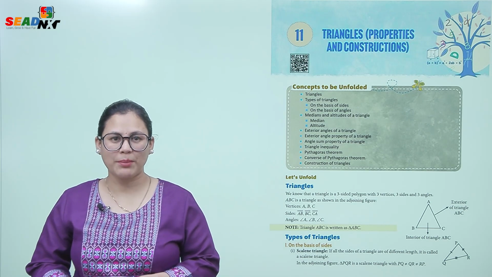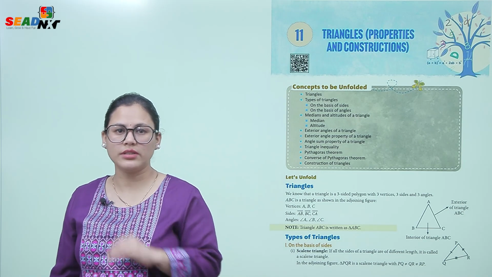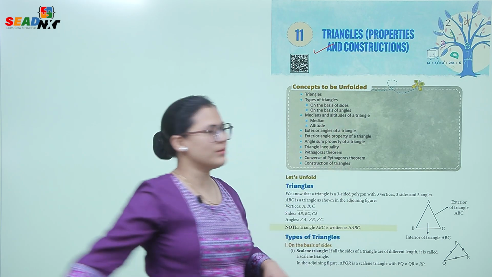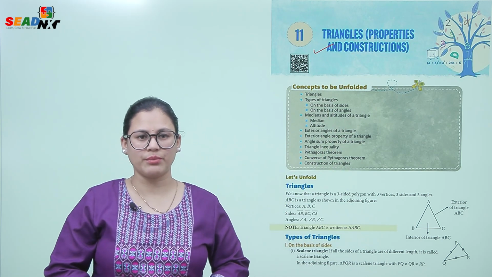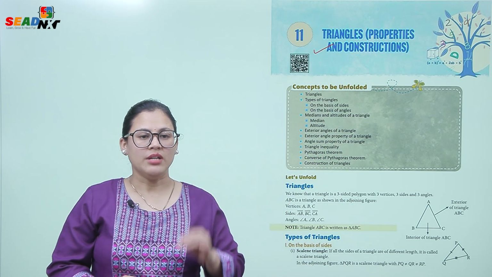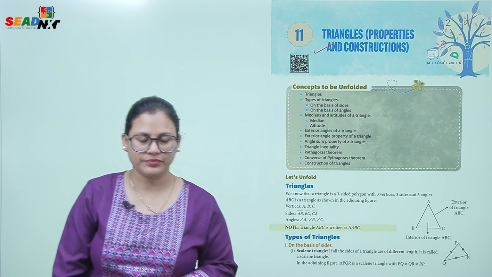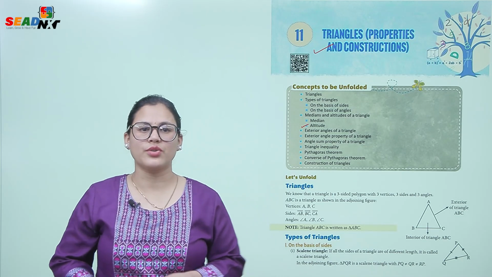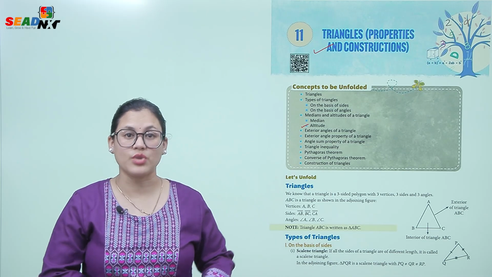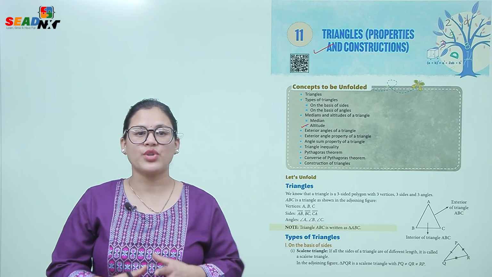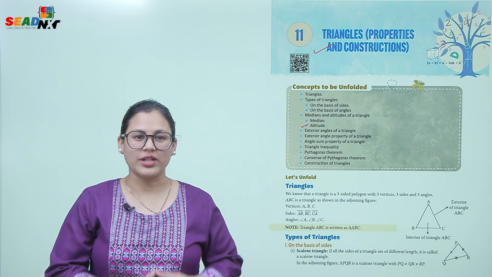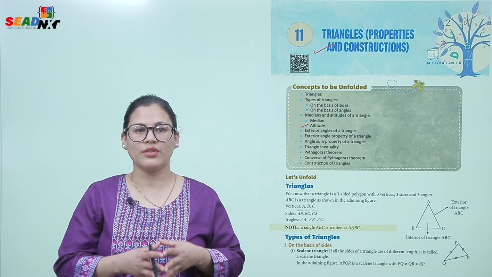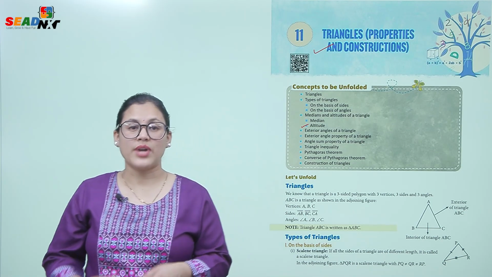Let's start today's chapter, triangles. So here we will learn about triangles, their properties and constructions. Concepts to be unfolded: triangles, types of triangles on the basis of sides and on the basis of angles, medians and altitudes of a triangle, exterior angles of a triangle, exterior angle property, angle sum property of a triangle, triangle inequality, Pythagoras theorem, converse of Pythagoras theorem, and construction of triangles. Let's unfold. Triangles.